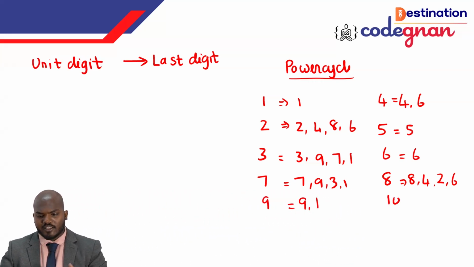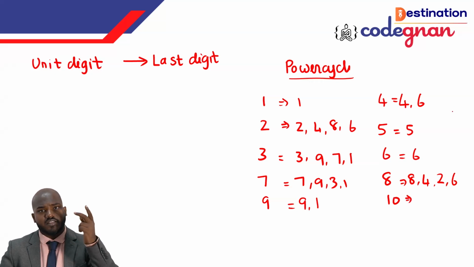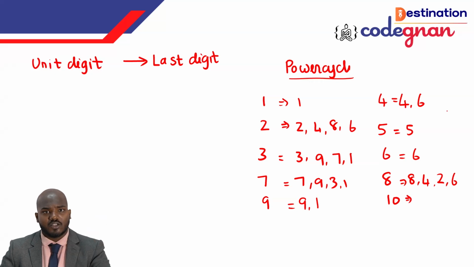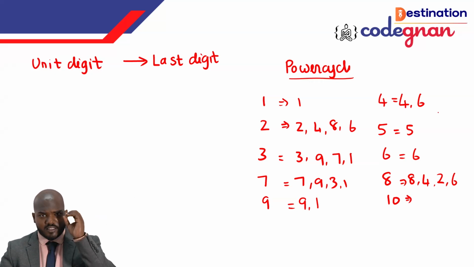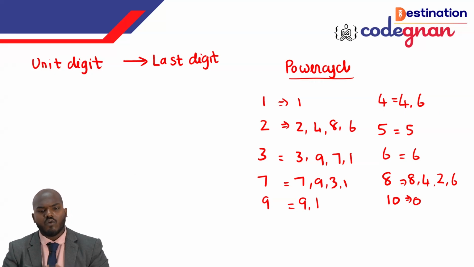Coming to 10, guys, you see this one, 10 power 1 has last digit 0, 10 squared has last digit 0, 10 cube has last digit 0, 10 power 4 has last digit 0. All the values you're getting, the last digit is 0 only. Okay. So guys, please take down this power cycle. More importantly, how we can check and how we can use this.